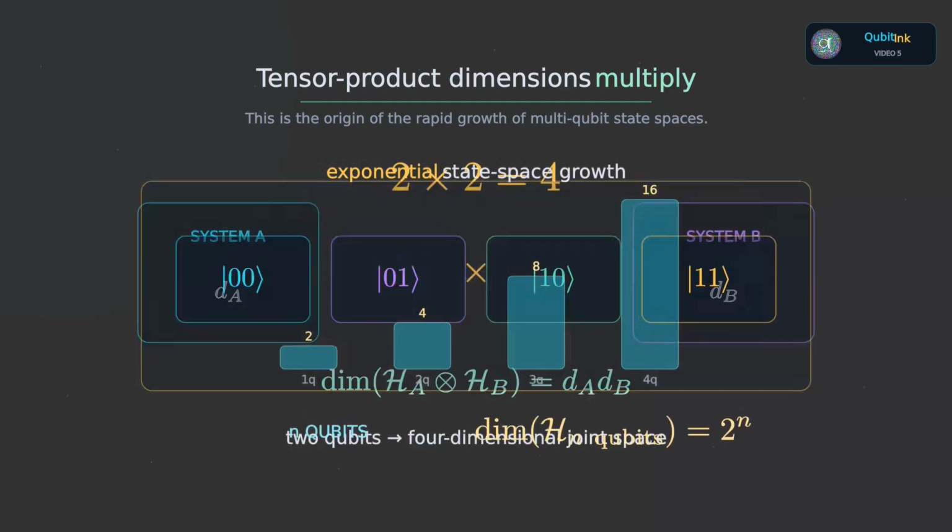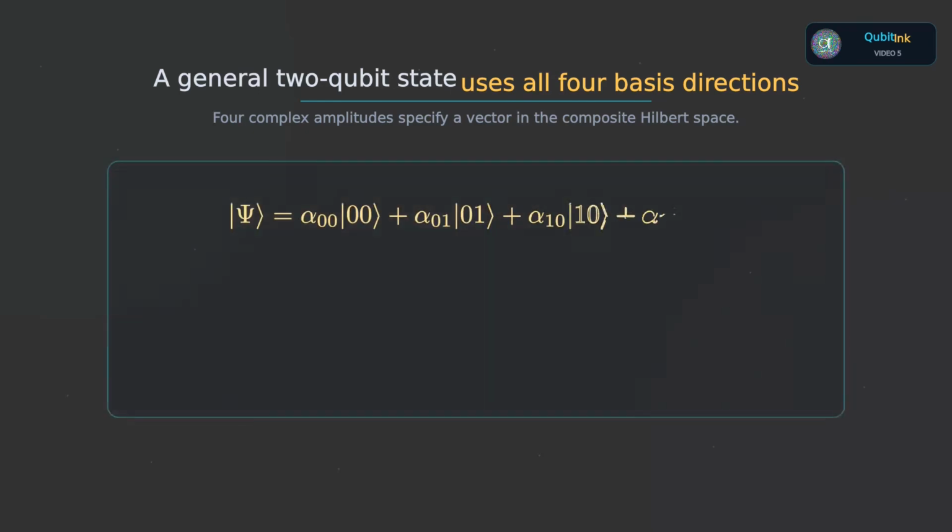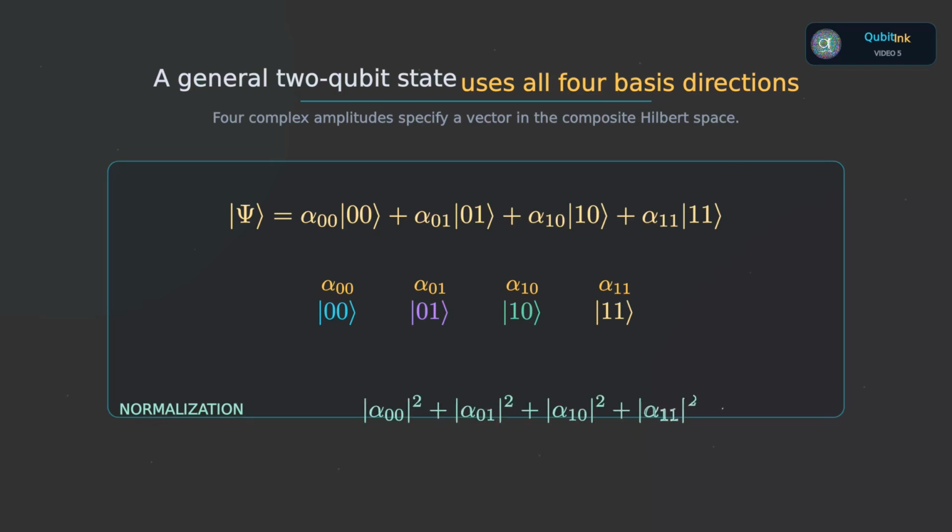Now we can write the most general pure state of 2 qubits. It is a superposition of all 4 computational basis states, with one complex amplitude for each basis vector. Those 4 amplitudes must satisfy the normalization condition. The sum of their squared magnitudes is 1.